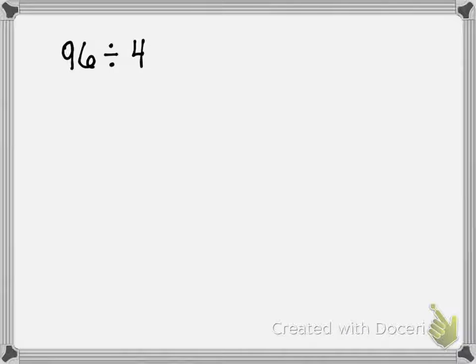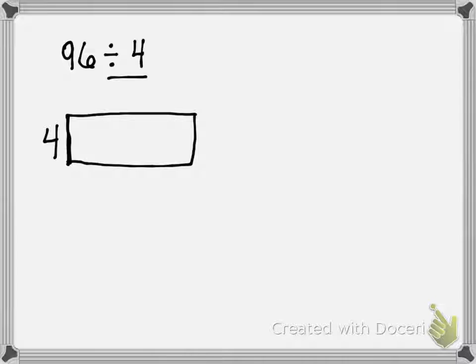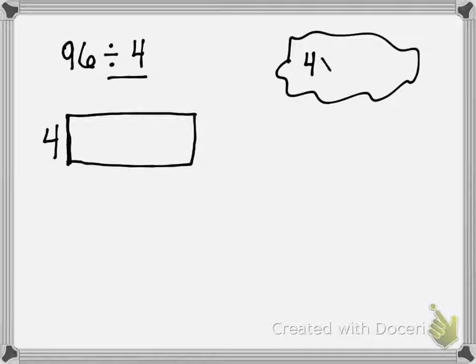96 divided by 4. And we're going to use an area model to help us. And on the side, I'm going to show you the standard and how I'm breaking this down. So let's draw a rectangle. And we're going to say that the width here is going to be 4. So we're dividing by 4. And so over here we're going to think to ourselves, 4 times what is going to give us that 90?